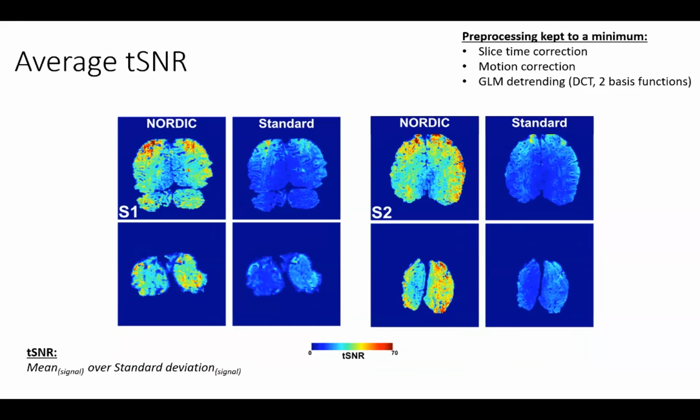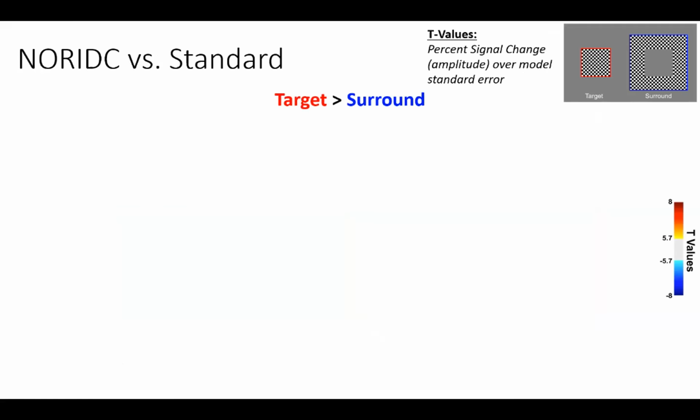Then we computed standard tSNR, just the mean of the signal over the standard deviation of the signal. We got here, for 2 example subjects, 2 slices: an anterior slice and an occipital slice that includes the retinotopic representation of the target. And you can see that the SNR increased with NORDIC, for both subjects and regardless of the area you're in, by up to 3-fold in this case. That's good. We want to see the tSNR go up as we clean the noise and the standard deviation goes down. But that doesn't really tell us much about the impact of NORDIC on functional responses.